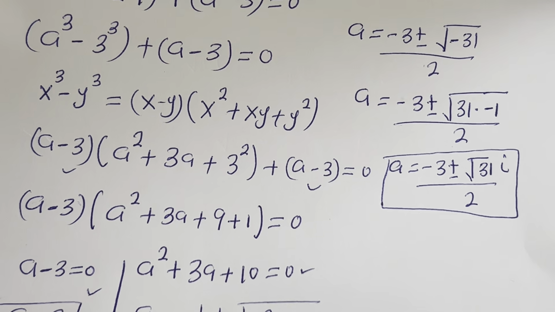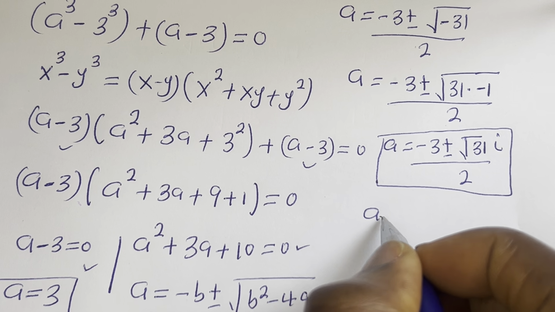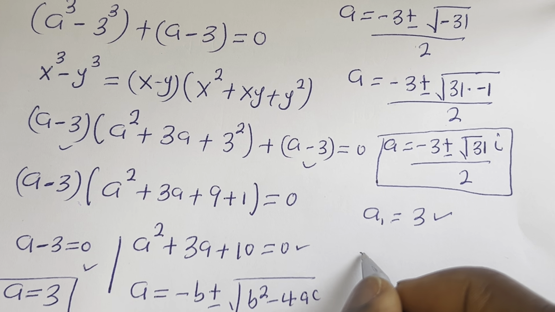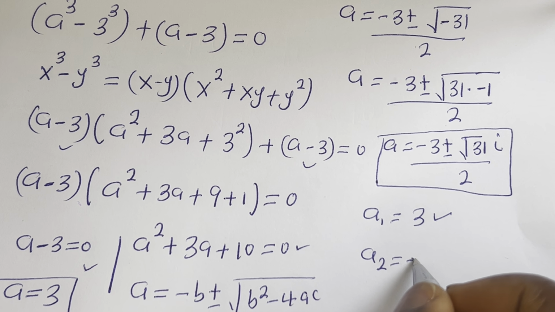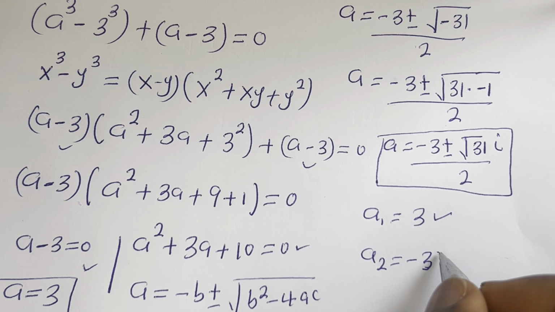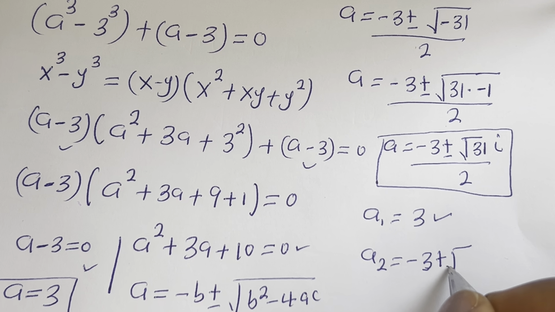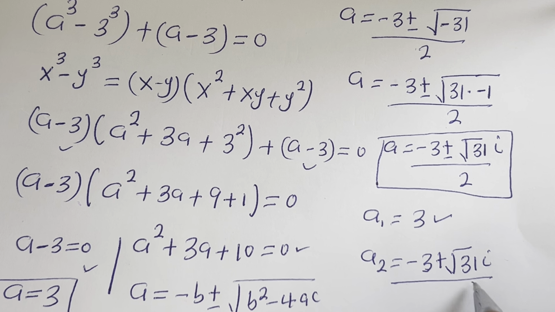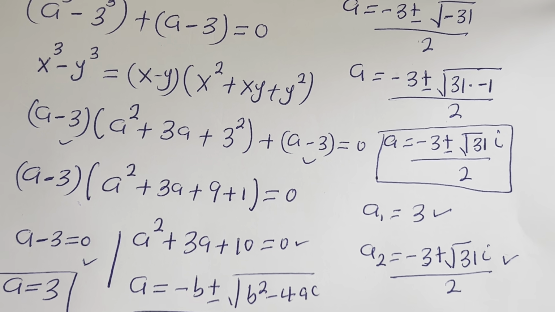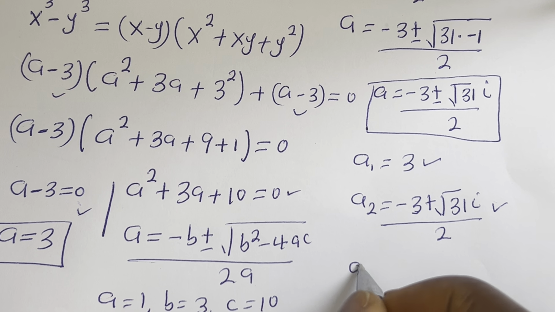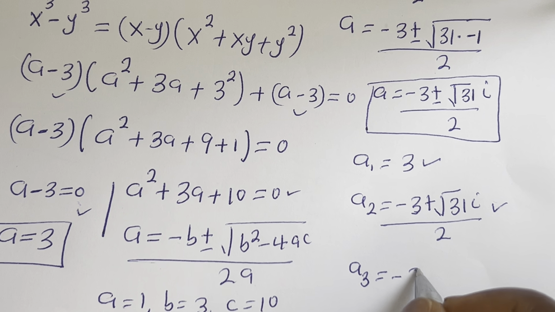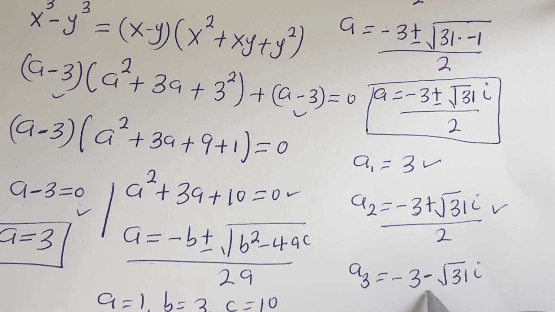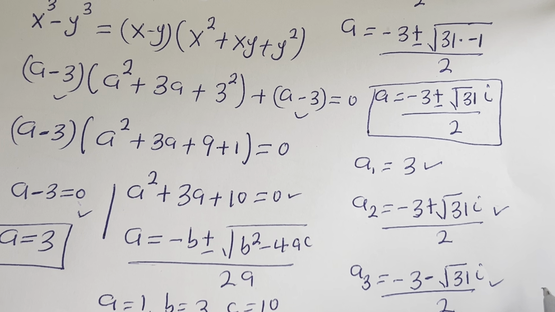Therefore, our final answers are: a1 is equal to 3, which is the real root. a2 is equal to minus 3 plus square root of 31i over 2. This is a complex root. Then a3 is equal to minus 3 minus square root of 31i over 2. This is also a complex root.